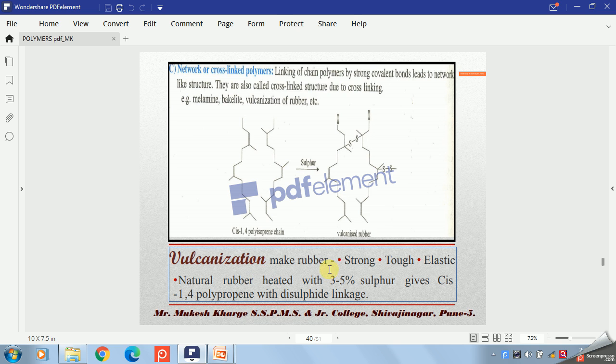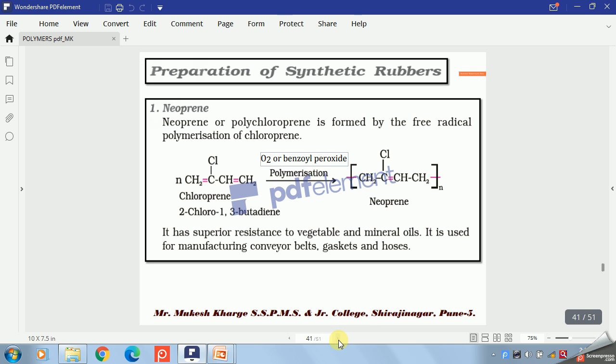Why is there a need of vulcanization? It makes the rubber strong, tough and elastic. When natural rubber is heated with 3 to 5% of sulfur, that gives cis-1,4 polyisoprene with disulfide linkage. Then next is the preparation of some synthetic rubbers.